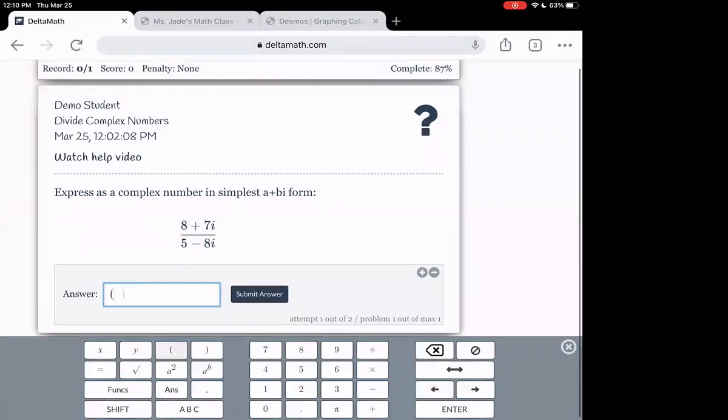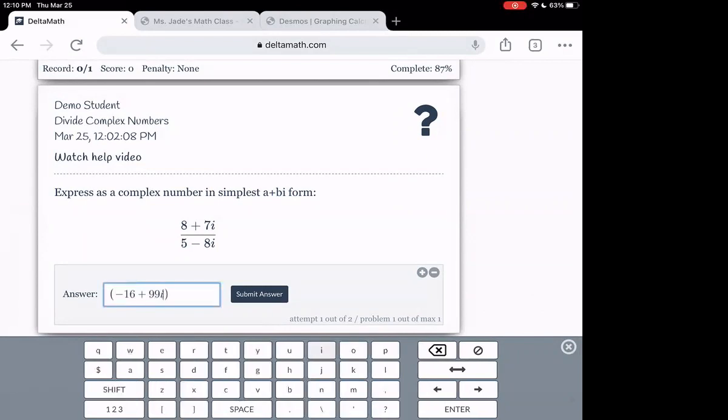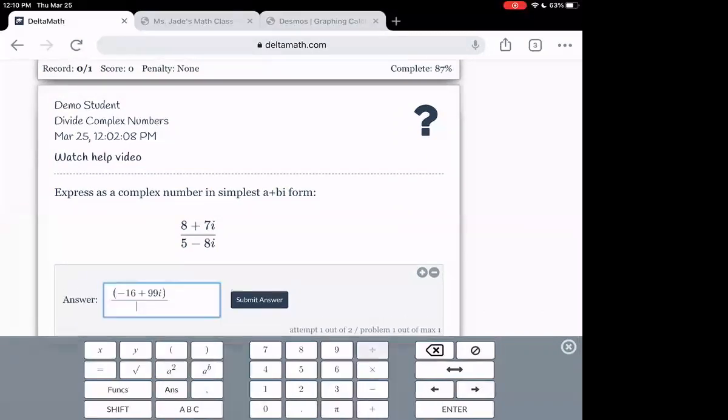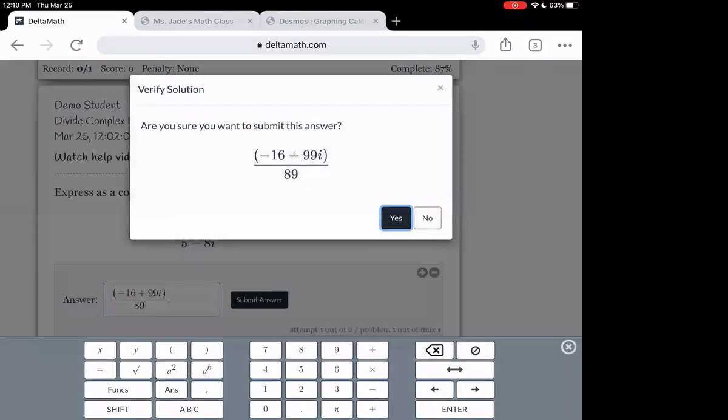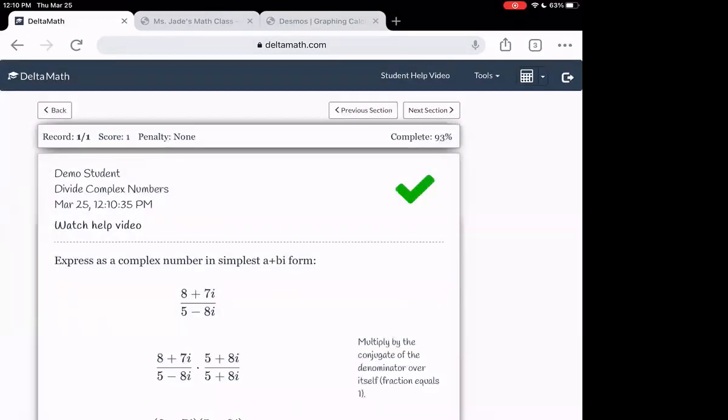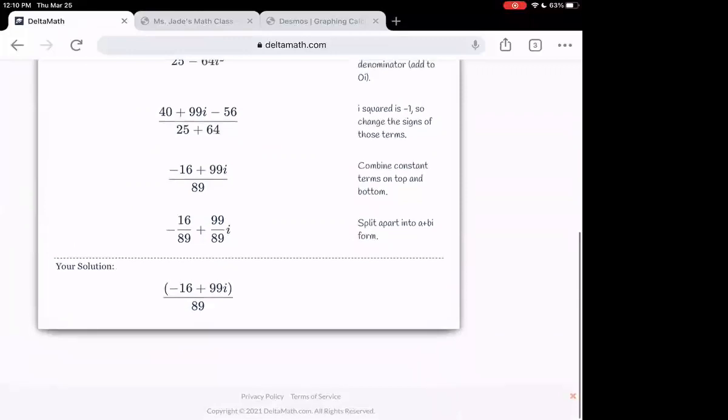Well, okay, negative 16 plus 99i divided by 89. Let's see if this works. However, I wanted you to do it as two separate fractions, but let's see. Oh, okay, Delta Math accepts it. Although if you take a look at what they want as your answer, they want it as the two separates. However, if it works, I won't blame you for typing it in this way, because it works. Now we know. So good question. Technically, the two separate ones is correct, but if you left it as one fraction, I guess Delta Math accepts it too, so I will not dock points.